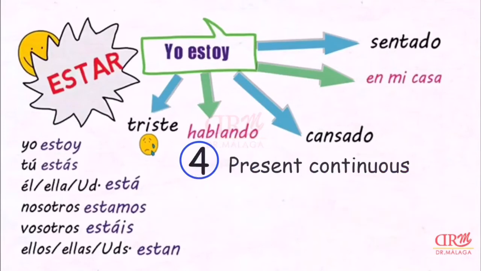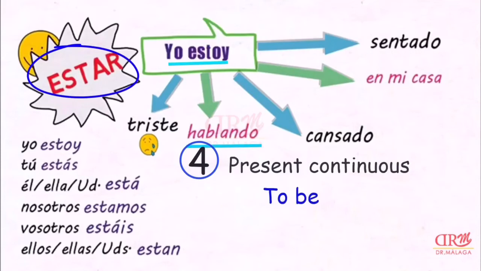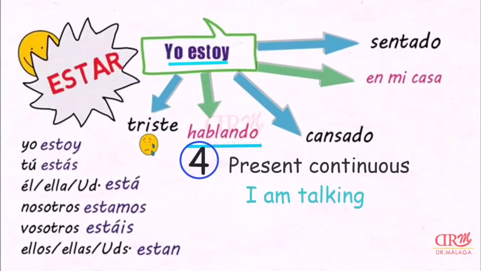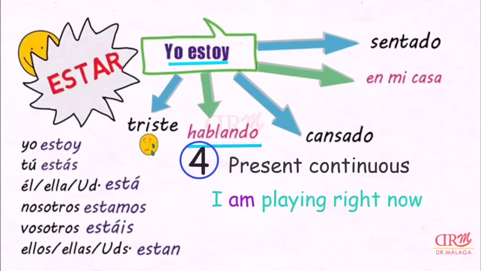The fourth condition is when you are using present continuous. In the Spanish language, when they use present continuous, they use the verb to be estar. Yo estoy hablando means I am talking. And for example, you say that I am playing right now, you would say yo estoy jugando ahora.